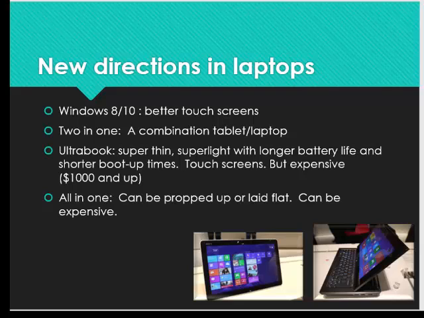Laptops. There are some relatively new types of laptops. Touchscreens are very popular, and Windows 8 and now Windows 10 makes full use of the touchscreen. 2-in-1 computers are combination tablet and laptop. An Ultrabook is super thin, lightweight with a better battery, and shorter boot up times. They will also include touch screens, and all-in-one contains everything in the computer monitor.